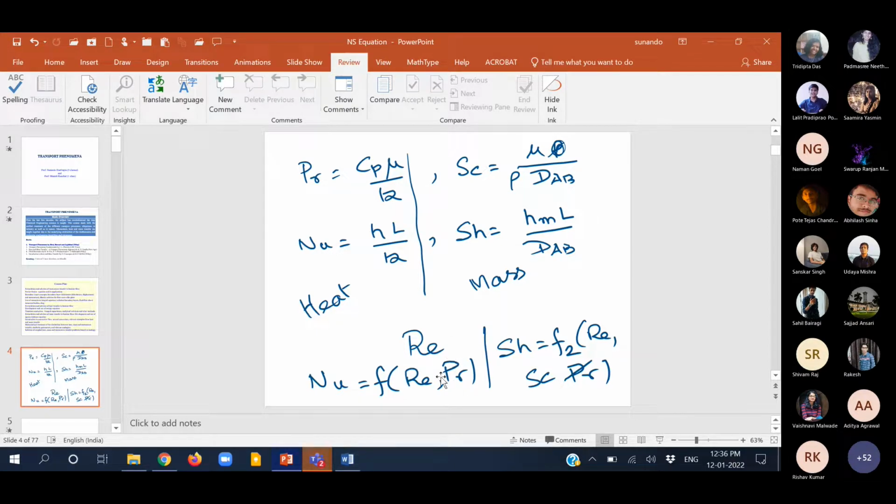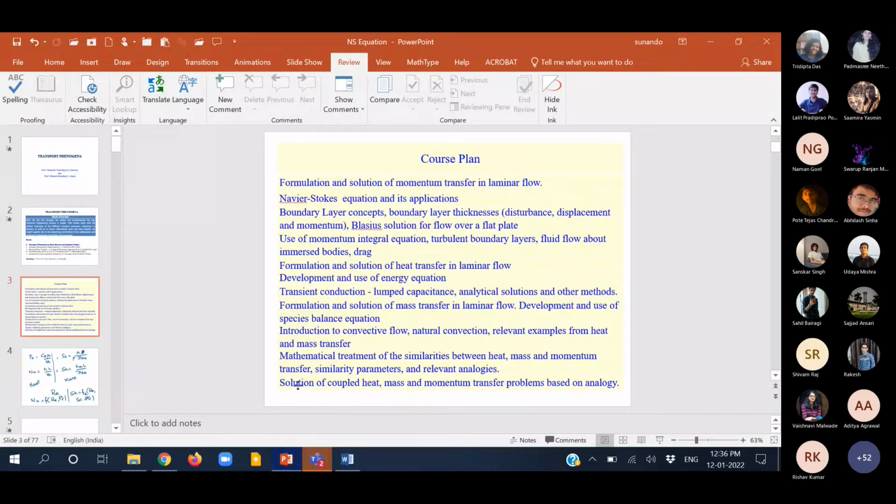Somehow we have to replace Prandtl by the Schmidt number, and how would the relation change? How would this f1 and f2 change such that knowing f1, I would be able to obtain f2 simply by replacing Prandtl number with Schmidt number? If we could do that, that would give me an operational advantage like never before, where the coupled problems can be solved by the practicing engineer in real life applications. So that's what this course is all about.